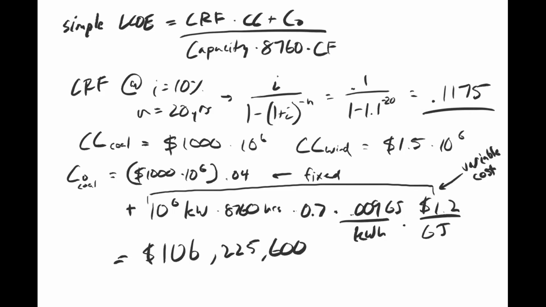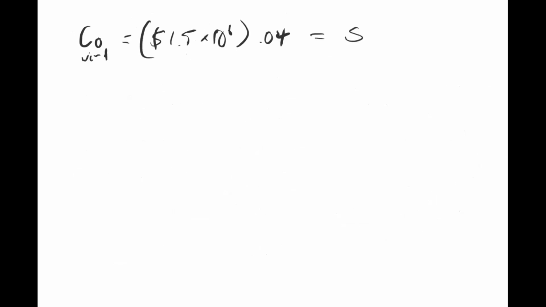And then let's go to a new whiteboard. The CO of wind is a little more straightforward because it has no variable cost. It only has fixed costs. So that's 1.5 times 10 to the 6th times 4%, which is equal to $60,000 per year.